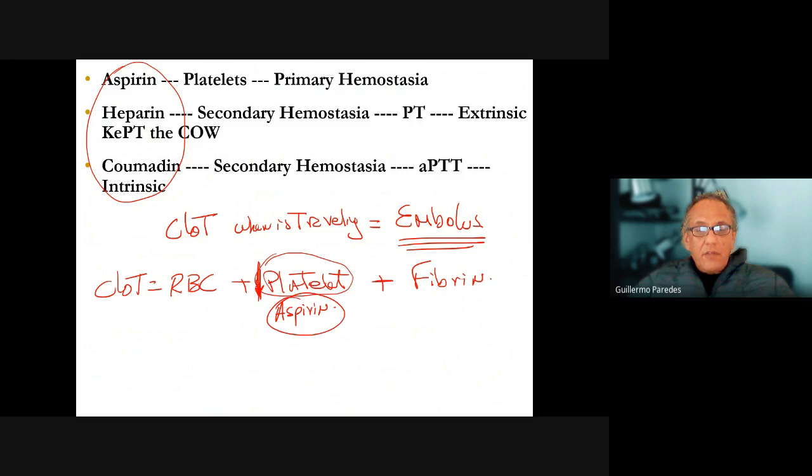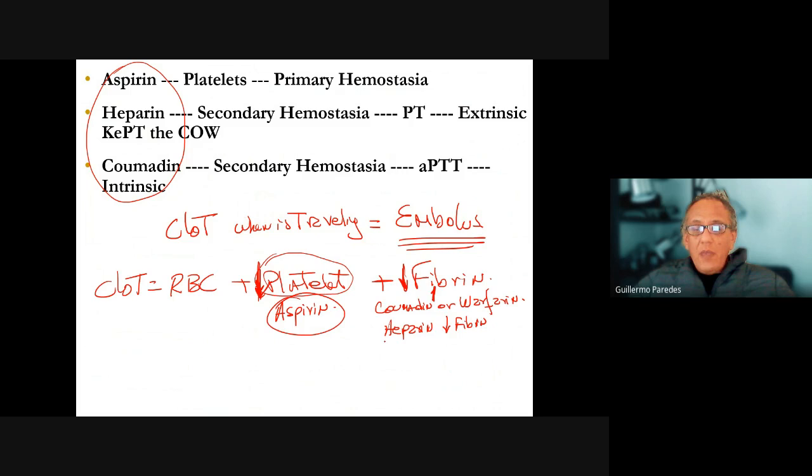And here there are two components. We have the Coumadin, also called warfarin. Coumadin or warfarin are going to affect the fibrin. They are going to decrease the fibrin. The heparin is the same. The heparin is going to basically decrease the fibrin too. So the secondary hemostasis is going to be affected by heparin, Coumadin, and warfarin.